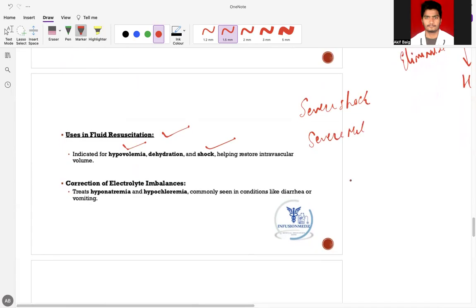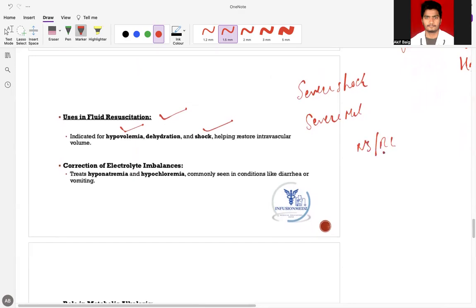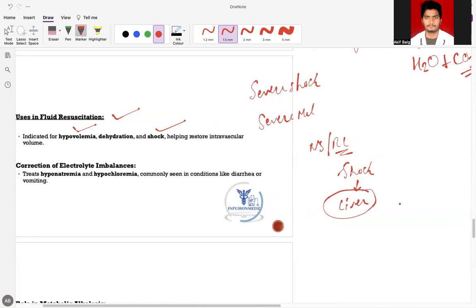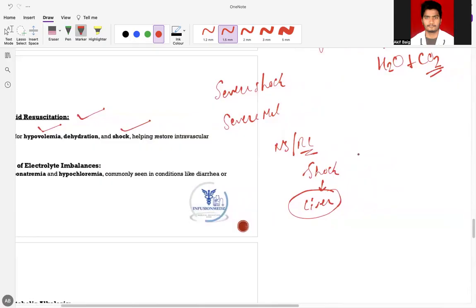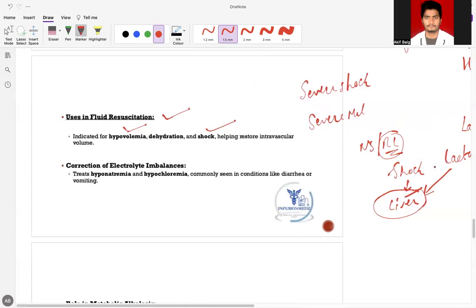So basically, the discussion always lies around whether NS or RL should be used. Always remember that in a patient with severe hypovolemia or severe shock, the liver is also down. Due to shock, there is decreased perfusion to the liver as well. Since Ringer lactate contains lactate, and this lactate is normally metabolized in the liver, suppose now in a patient of severe shock you give Ringer lactate, the liver is not functioning properly. So there will be increased lactate and it will lead to lactic acidosis. So always remember in patients with severe hypovolemia or severe shock, always prefer NS, normal saline, over Ringer lactate.